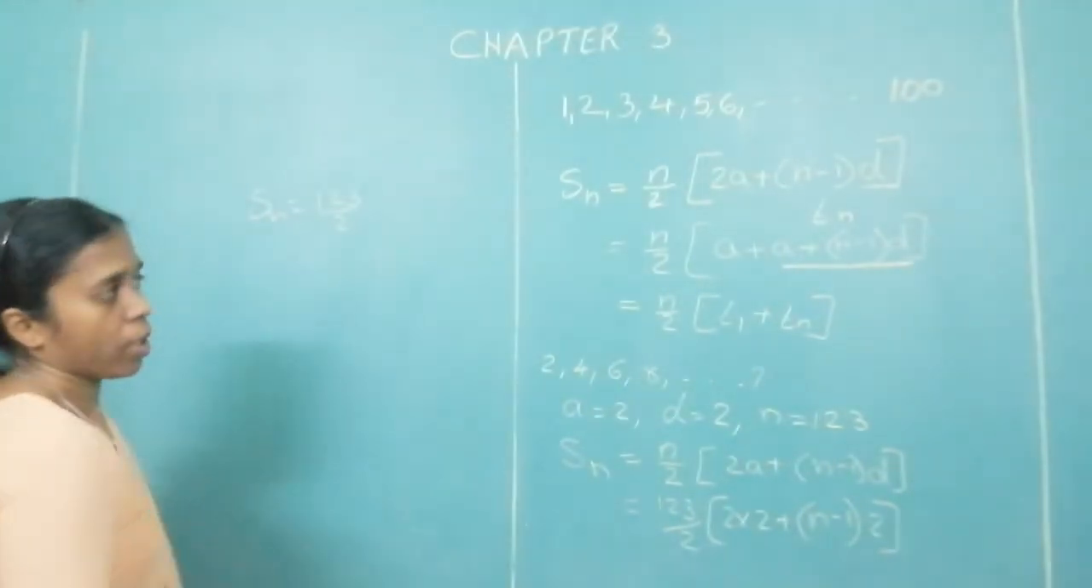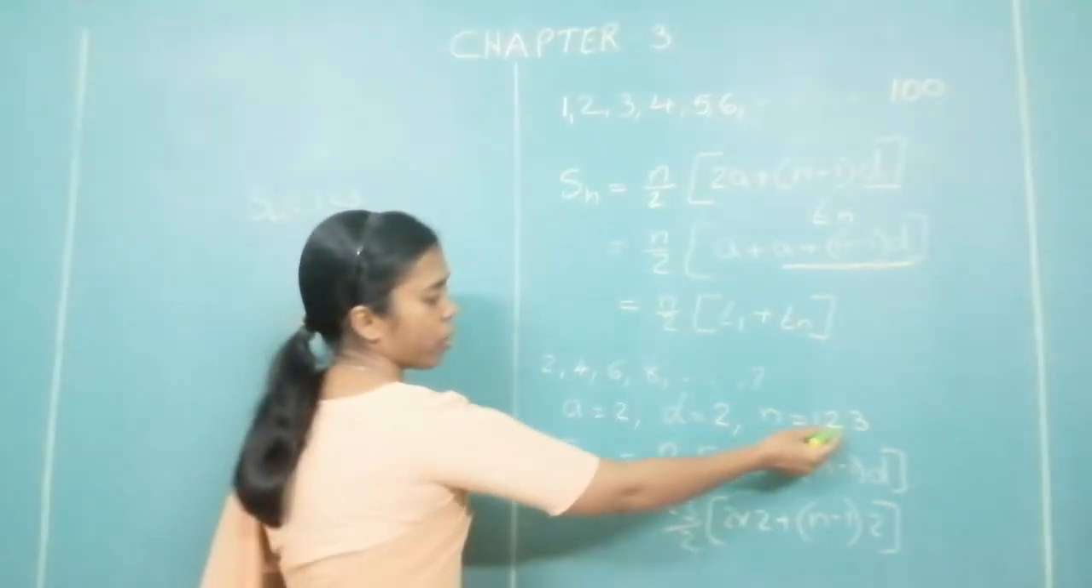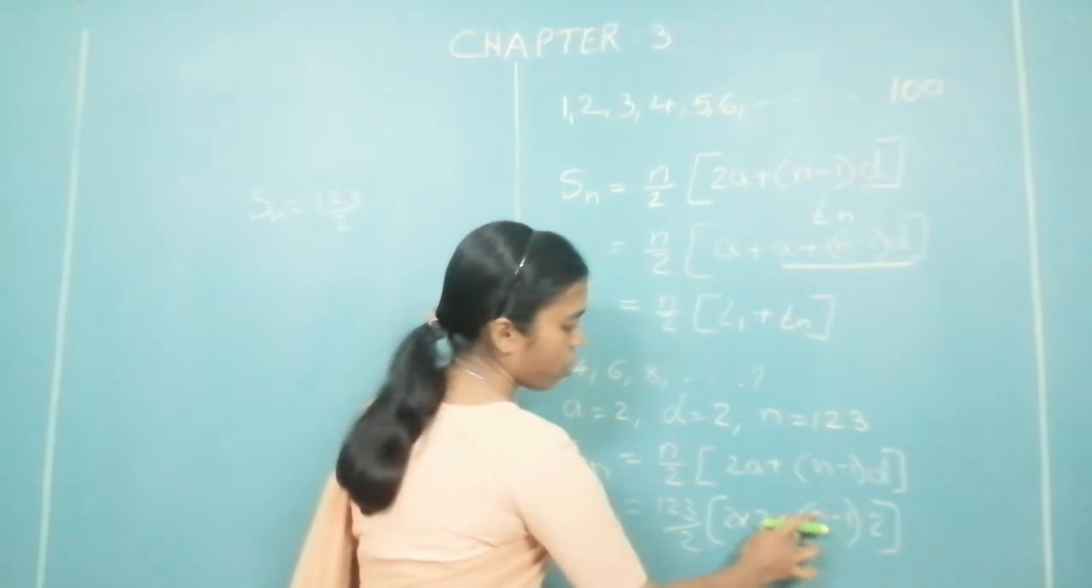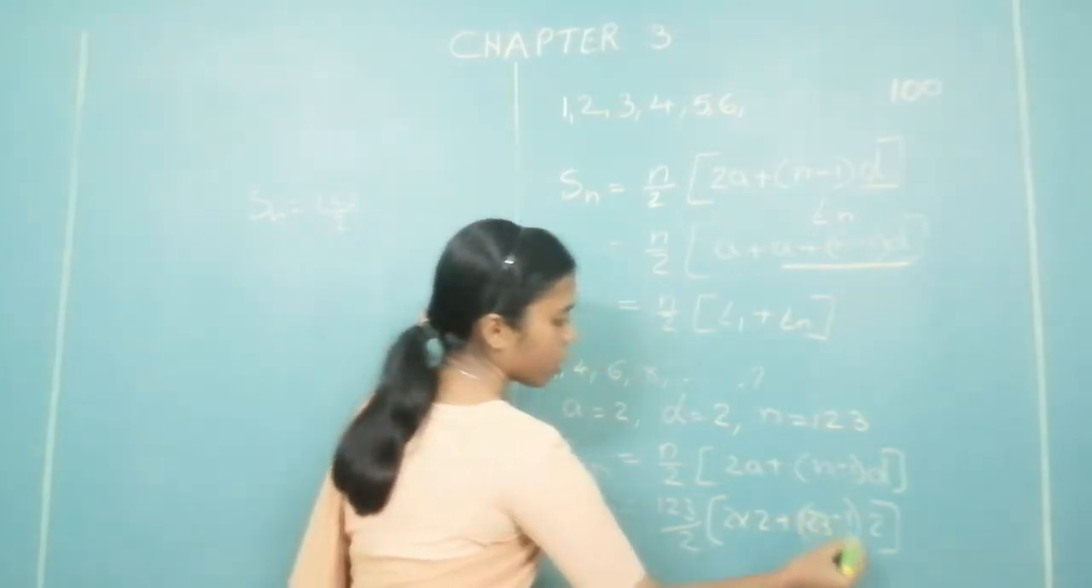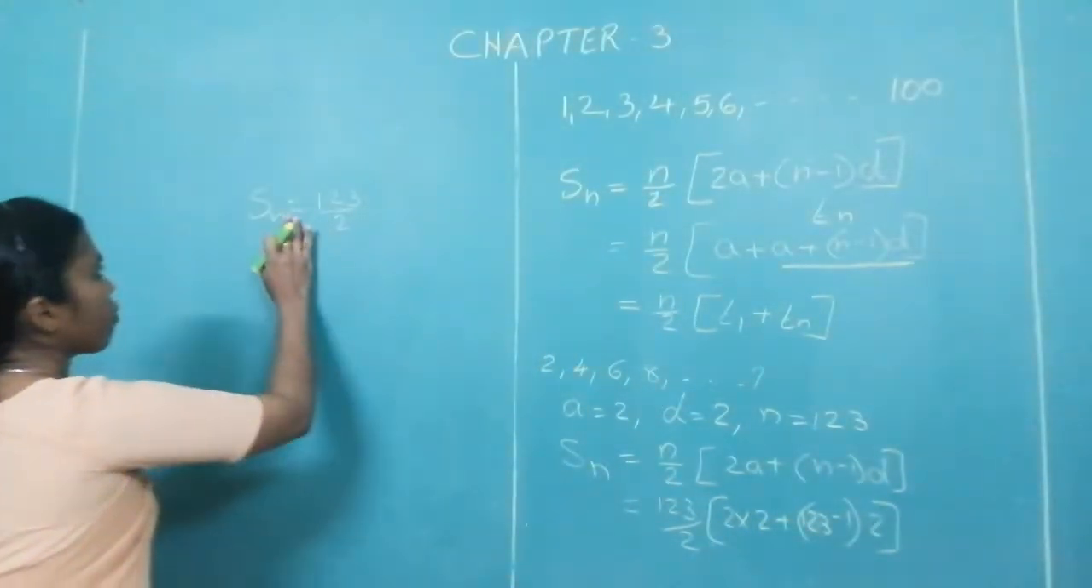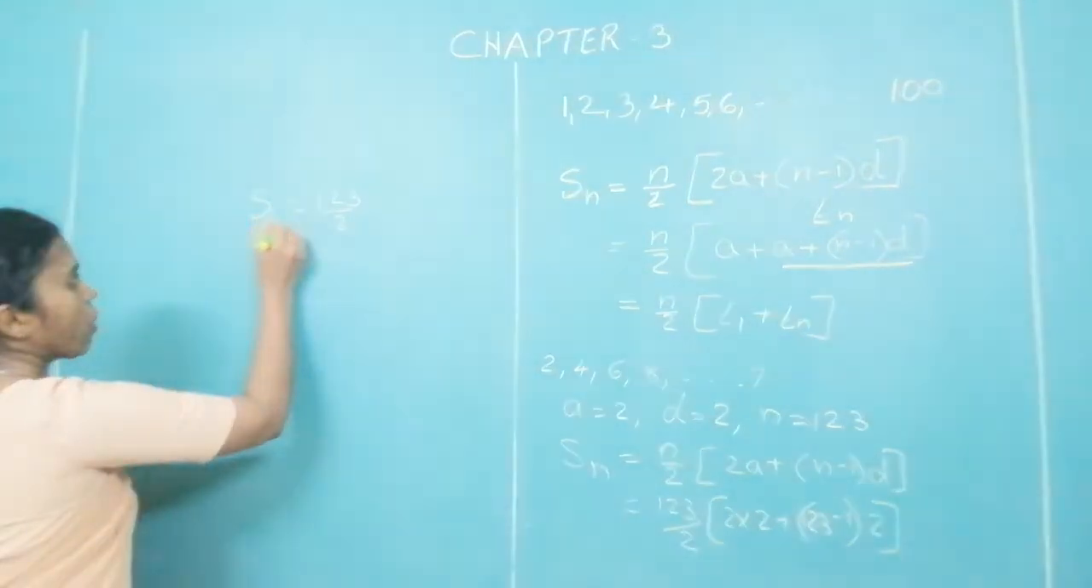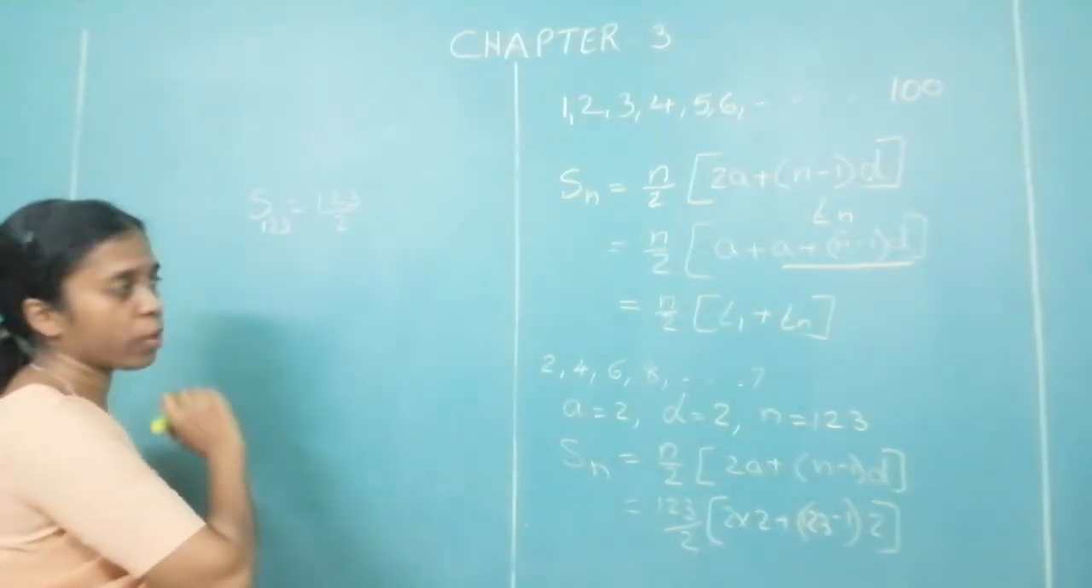Okay. N is given to you. What is your n over here? 123. So this will be 123. Okay. So what are you finding out over here? S123. This is what you are finding out.